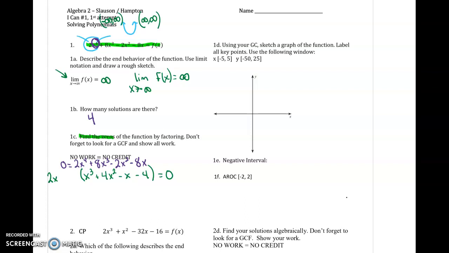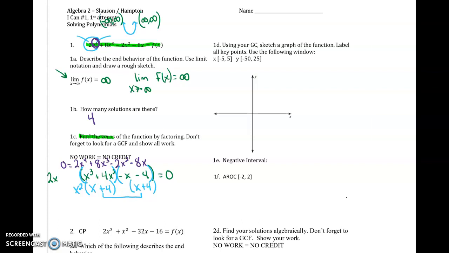Since there are 4 terms, we're using this new method called the grouping method. So I group my first 2 and my last 2. In my first set of parentheses, I will be looking for another GCF, which happens to be x squared. When I factor that x squared out, I'm still left with x plus 4. And when I look for a GCF in my second set of parentheses, I want you to remember that these will have to be identical. I call them the twins.